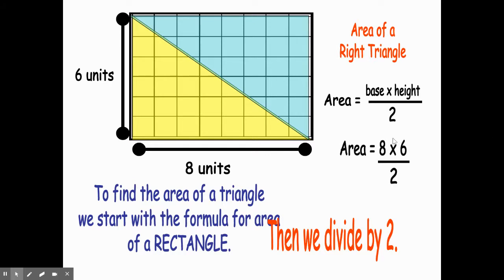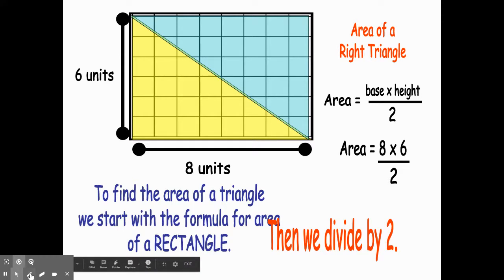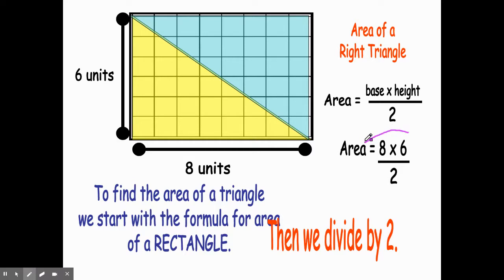So over here we have 8 times 6, which is 48. And remember that this fraction bar here means divide. So we're going to take 8 times 6, which is 48, and then cut that number in half or divide by 2. And 48 divided by 2 is 24.